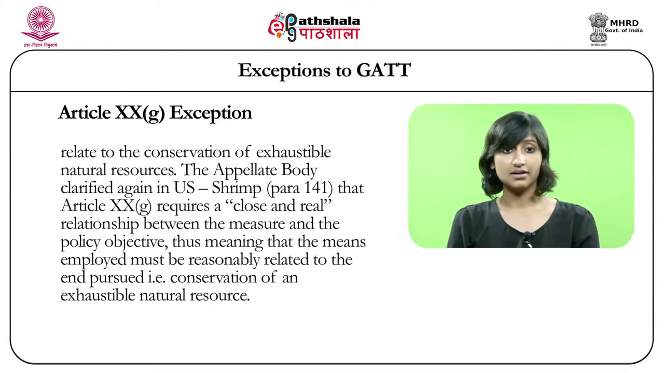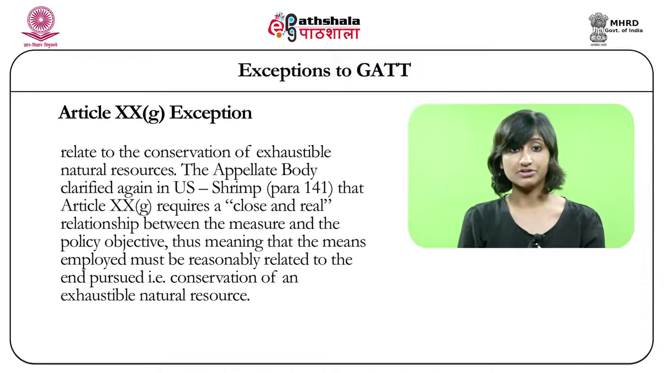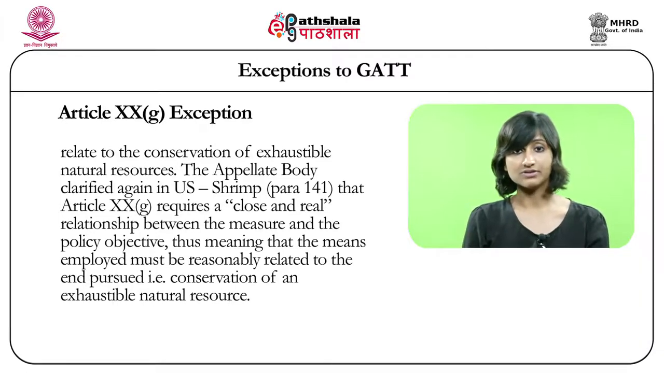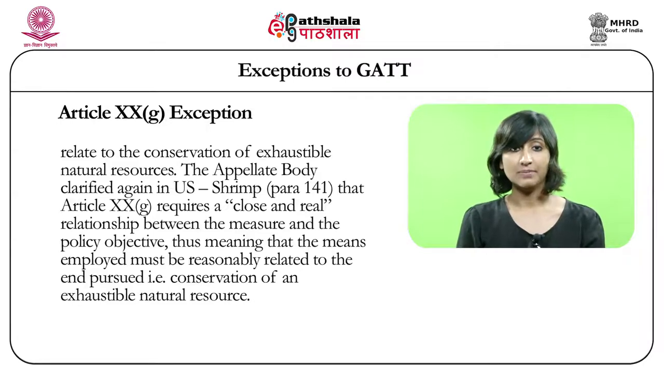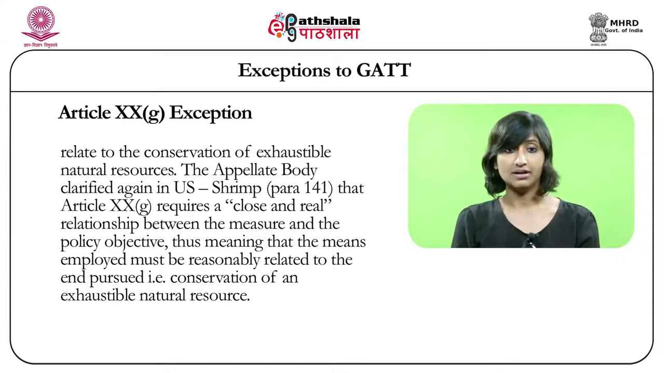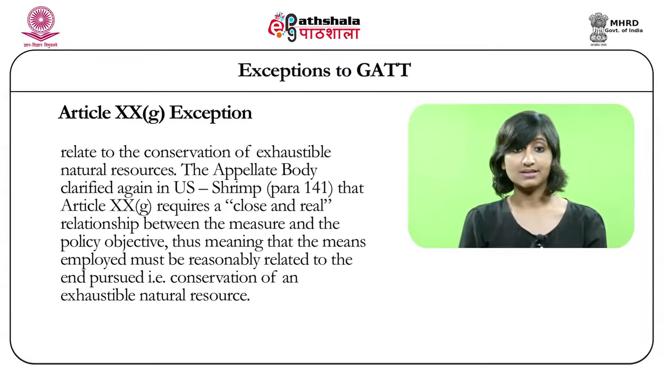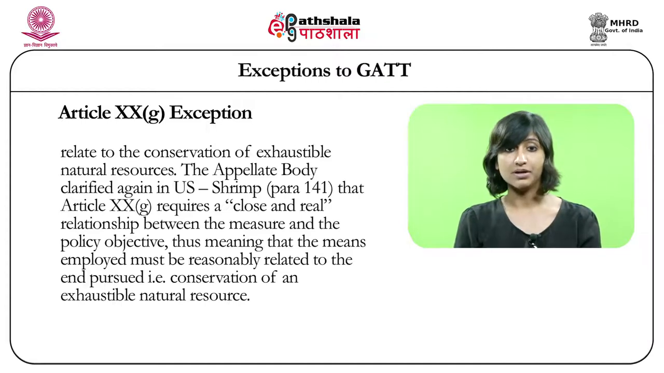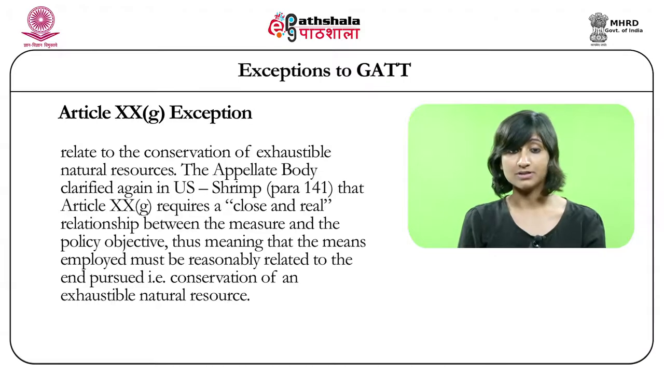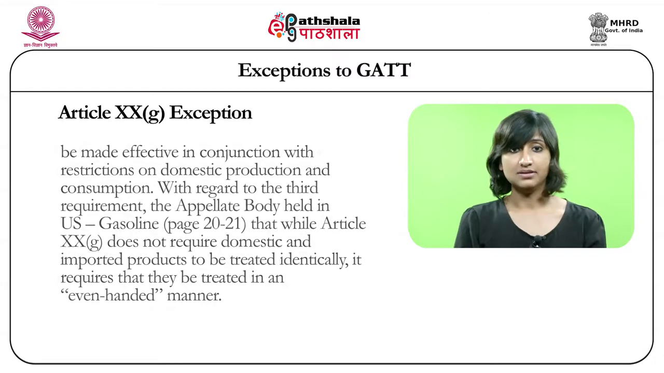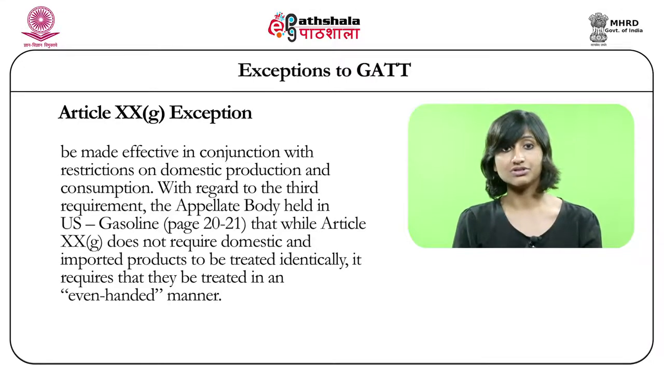The second, that the measure relates to the conservation of exhaustible natural resources. The Appellate Body clarified again in US Shrimp in paragraph 141 that Article 20(g) requires a close and real relationship between the measure and the policy objective, thus meaning that the means employed must be reasonably related to the end pursued, which is the conservation of an exhaustible natural resource. The third is that the measure must be made effective in conjunction with restrictions on domestic production and consumption.